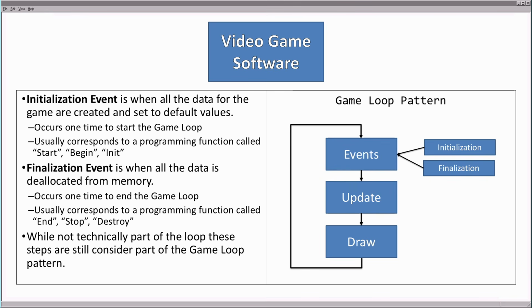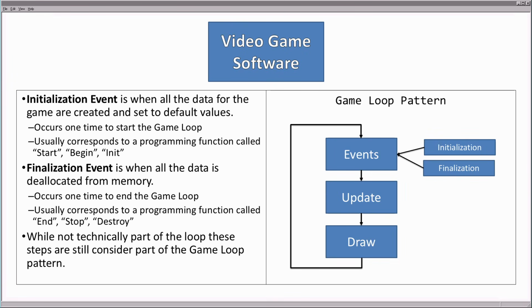There are steps that may appear to exist outside of the game loop pattern that we need to consider. The initialization event is when all the data or resources for the game are created and set to default values. This event only occurs one time, and it is to start the game loop. Within game code, this usually corresponds to a programming function called start, begin, or init.